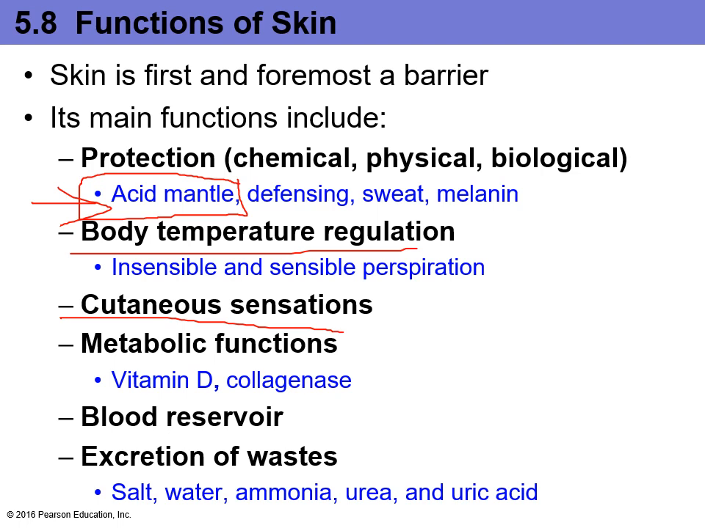The hairs on our skin, as well as the Merkel cells in our epidermis, allow us cutaneous sensations. We see that we have the production of vitamin D as well as collagenase. Collagenase is an enzyme that helps us with the natural turnover of collagen, which is actually an excellent way for us to prevent wrinkles from forming. The skin can also serve as a blood reservoir. And last but not least, because of its ability to secrete, we see that it can get rid of some of the waste products we have, such as ammonia, urea, uric acid, and good old-fashioned sodium or salt.